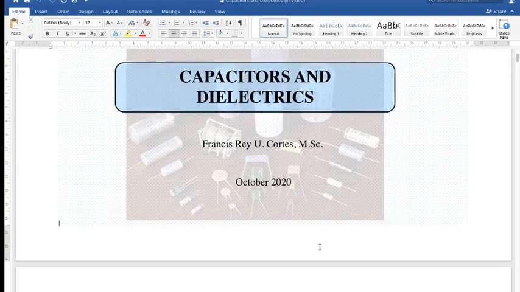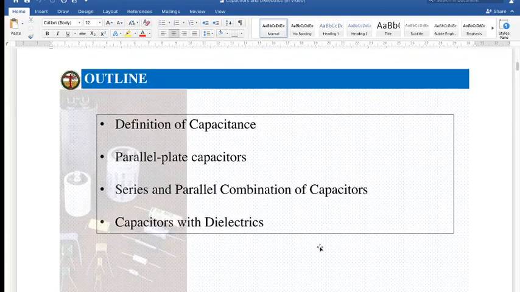Okay, so this is the outline of our lecture for today. We have the definition of capacitance. So what is really a capacitance? Then we have a type of capacitor, which you usually see in physics lecture videos, parallel plate capacitors. Then we also have the different combinations of capacitors. We have to find the equivalent capacitance if the capacitors are combined in series connection or in parallel connection, and so on.